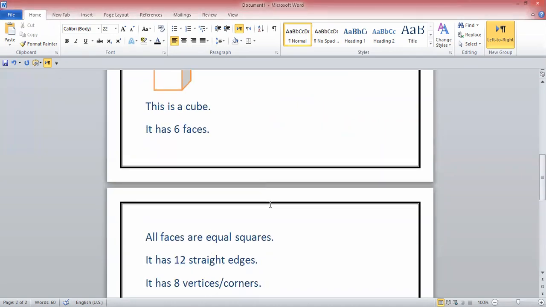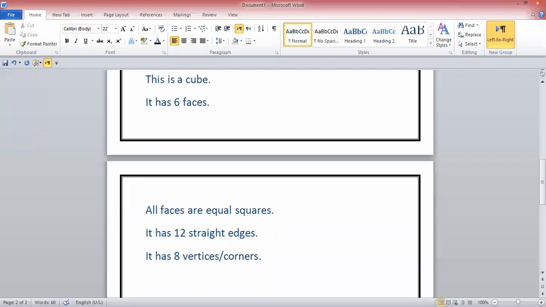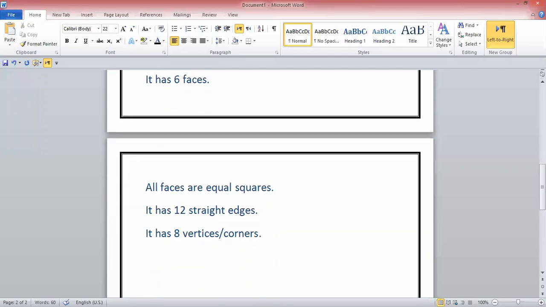This is a cube. It has 6 faces. All faces are equally square. It has 12 straight edges. It has 8 vertices and corners. Now I'm going to write about cuboid.